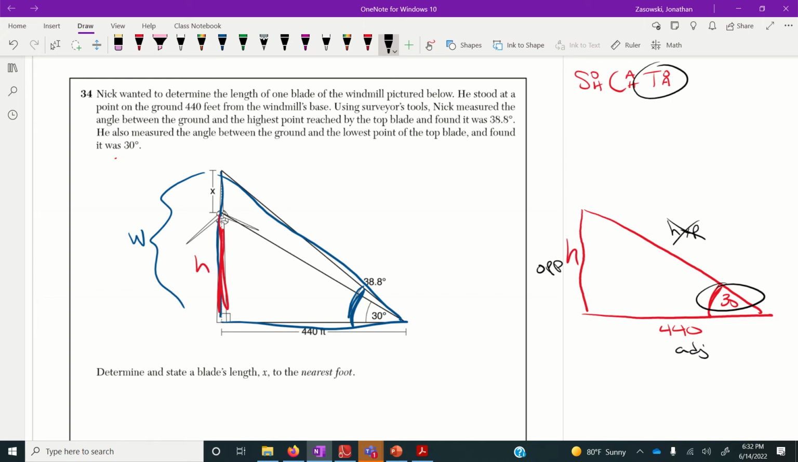So to get H, the tangent of the angle, which is 30, is going to be equal to the opposite leg, which is H, over the adjacent, which is 440. Then we can just cross multiply and solve. Remember, looking for a side, we're going to cross multiply. So 440 tangent of 30. We want to write this out to a few decimal places. I would at least take it 3 or 4 places out.